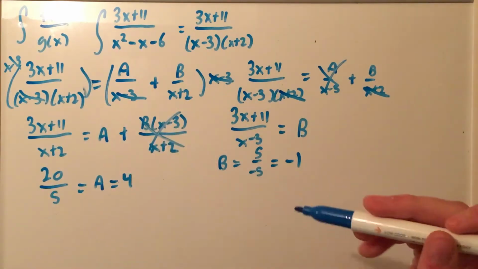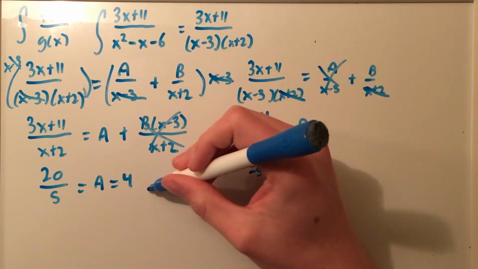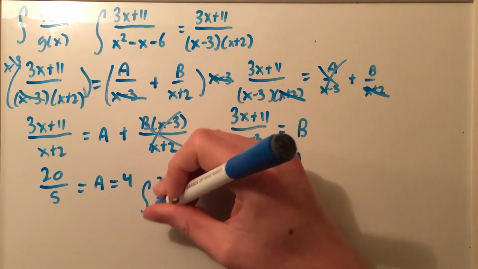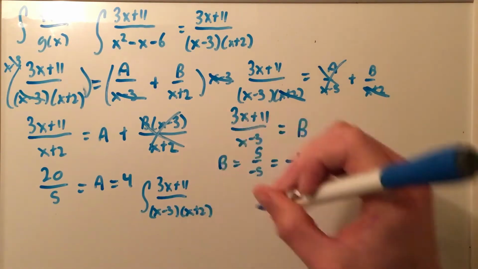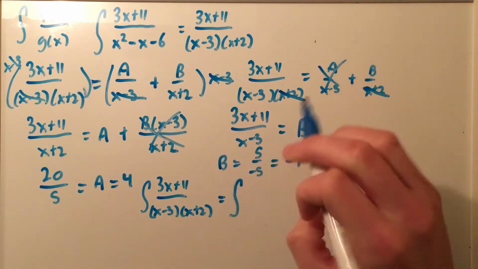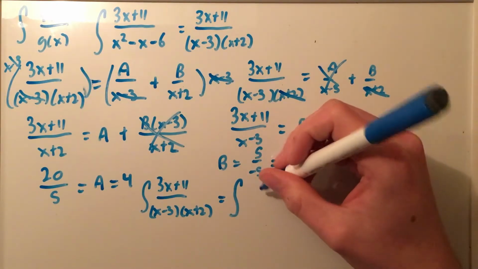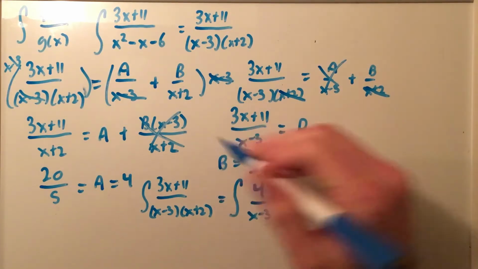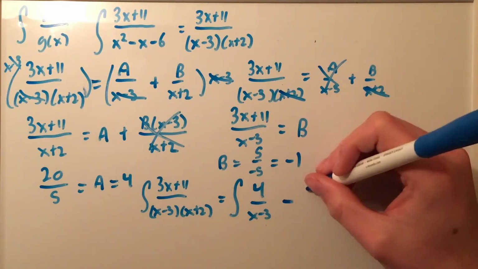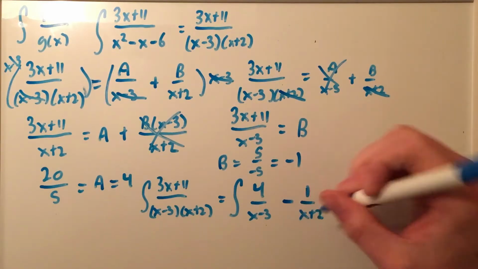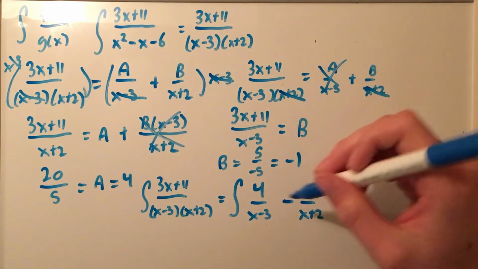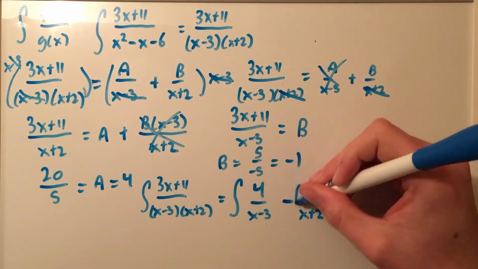So now you're going to plug it back in right here. So you're going to have the integral of 3x plus 11 over x minus 3 times x plus 2 is just going to be equal to the integral of 4 over x minus 3, minus 1 over x plus 2. So now you've officially completed your partial fraction decomposition, and now you just need to solve these two individual integrals. So you're going to break this up into two integrals: the integral of that minus the integral of this.